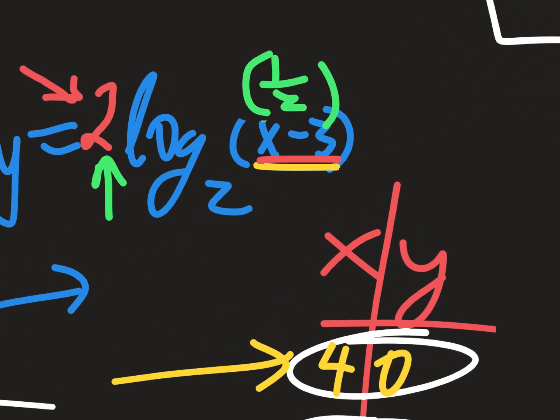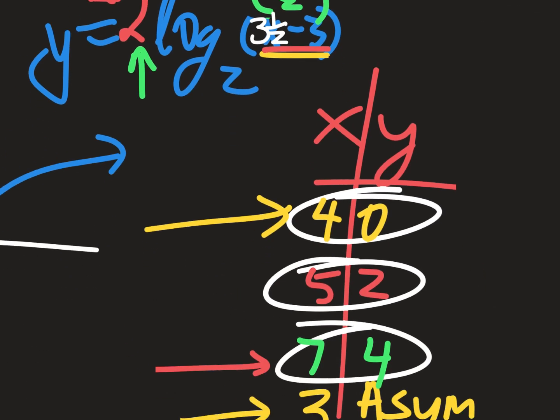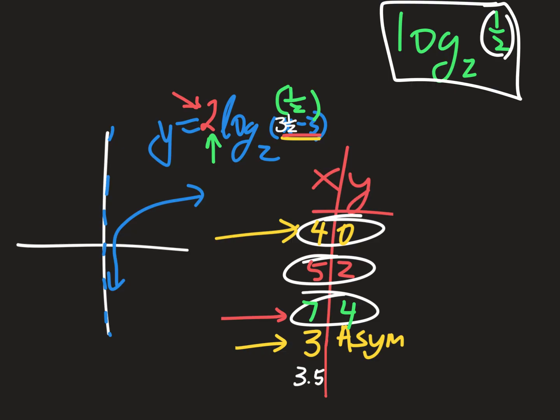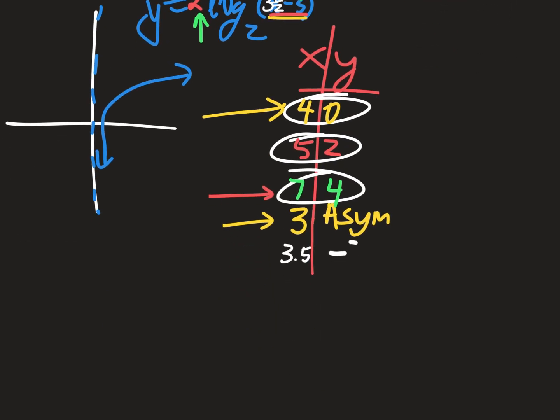So what could I put in that would make me get a half? 3.5. Who figured out it was 3.5? Nice, a lot of you got that. So 3.5 would work pretty nice. And what would actually come out? Well, you get a -1, but you times it by 2, so then that would be -2.